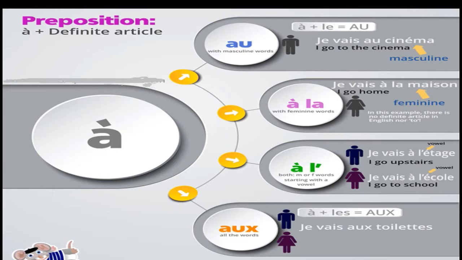Or I can use also à la librairie, à la pharmacie, and also with apostrophe, à l', if the word starts with a vowel or starts with H. Like, I say, je vais à l'école. I can say, je vais à l'épicerie. Je vais à l'épicerie. We take it, épicerie is meaning a grocery. So I can use also je vais à l'école or je vais à l'épicerie.